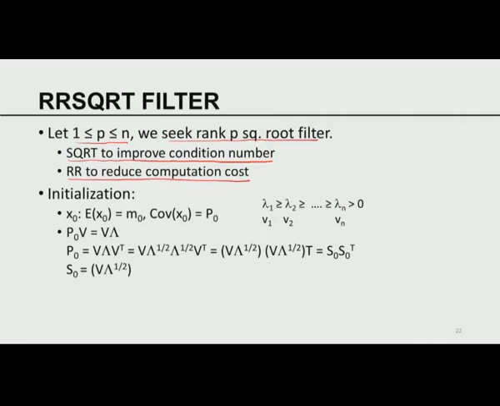So you can think of it as a kind of reduction largely induced by the desire to reduce the computation cost, as well as an advantage to improve the condition number. So what is it that we do? Let us talk about the initialization stage. That is the mean, that is the covariance.